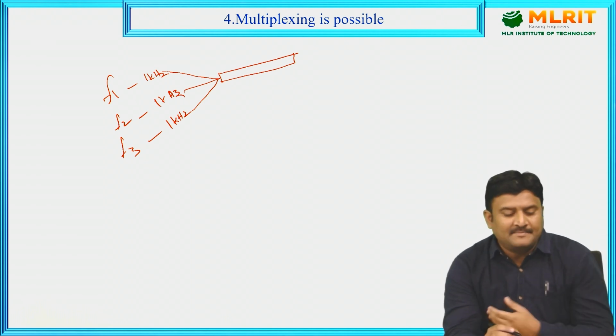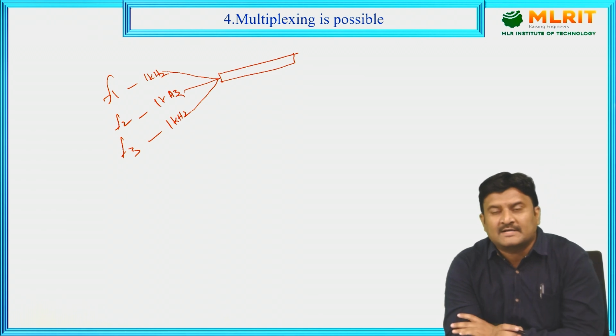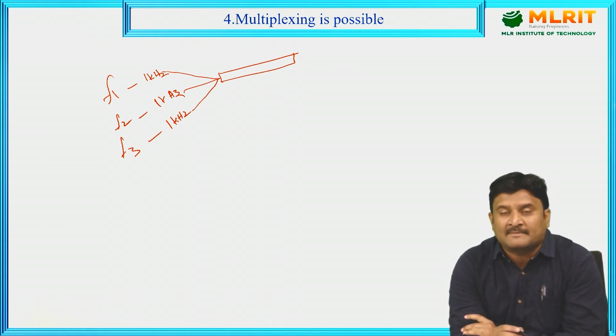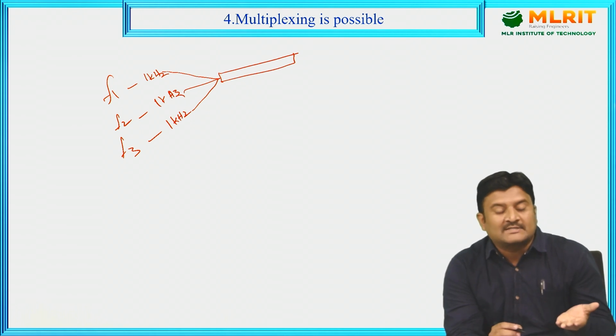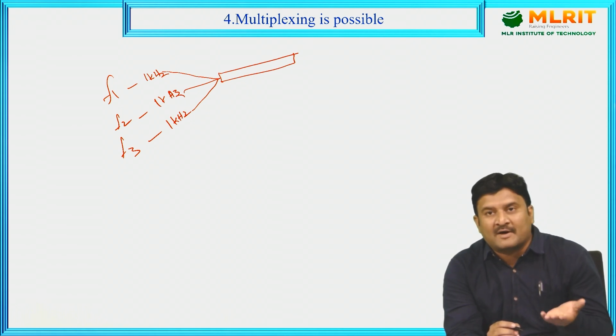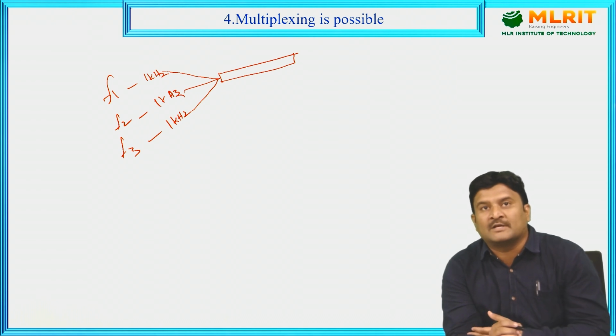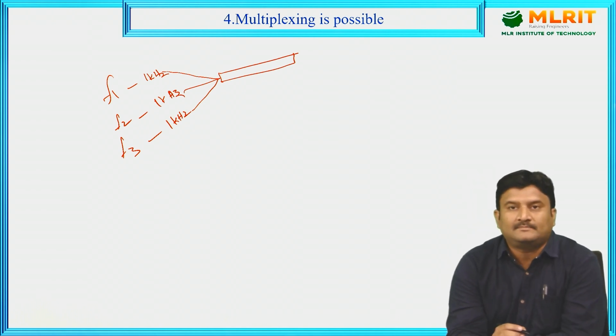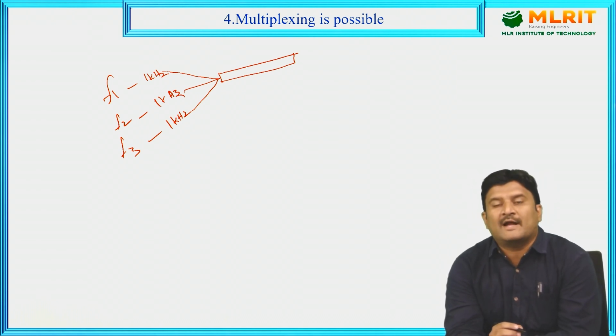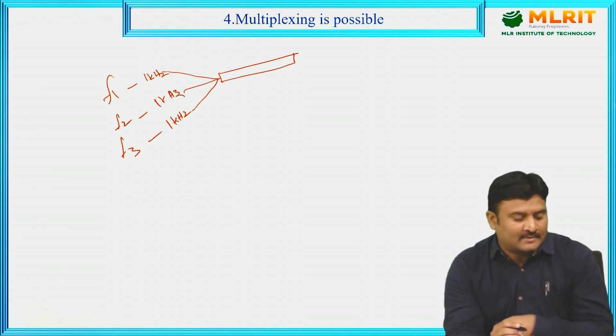Already in the second point we discussed avoiding mixing of the signals, FDM, frequency division multiplexing. Here also you can transmit the signals simultaneously with the help of modulation in multiplexing. This is one more advantage, a need for modulation.